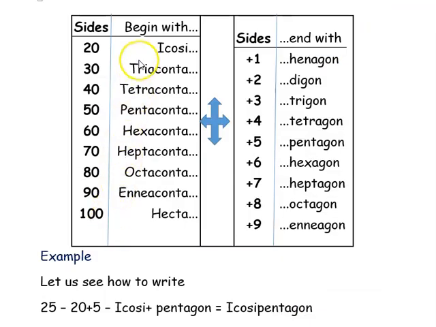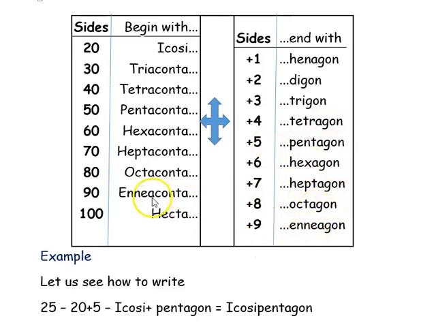Now we'll see how to name a polygon with in-between numbers, for example if it's 25 or 52. First we'll see for 20, 30, which we have seen previously. So this is for 20, 30, 40, 50, 60, 70, 80, 90 and 100. And we know that for 1 you have to add henagon, 2 diagon, 3 trigon, 4 tetragon, 5 pentagon, 6 hexagon, 7 heptagon, 8 octagon, 9 enagon.